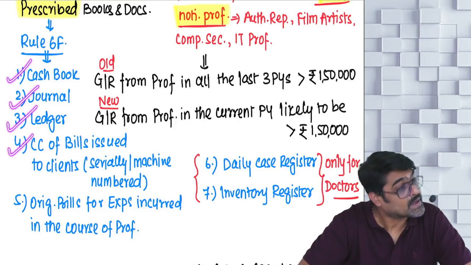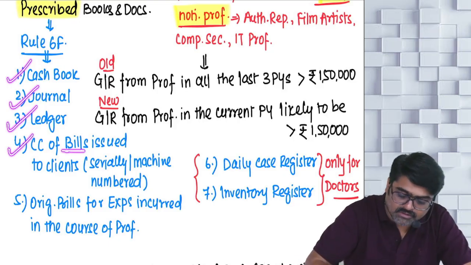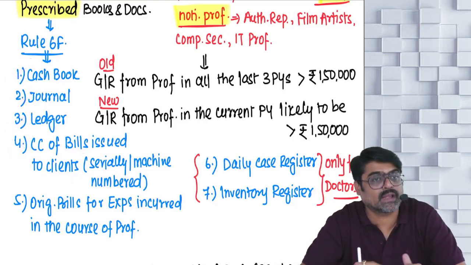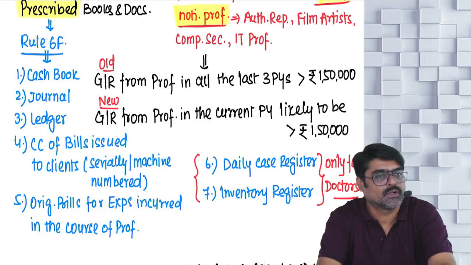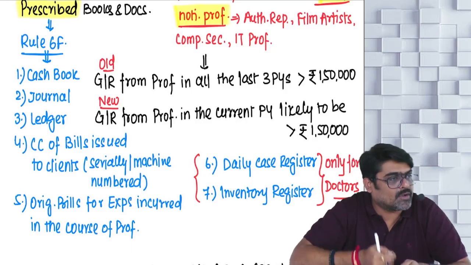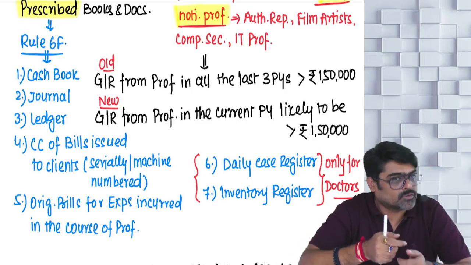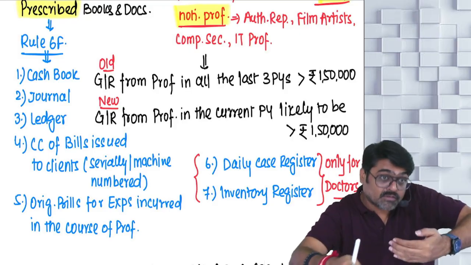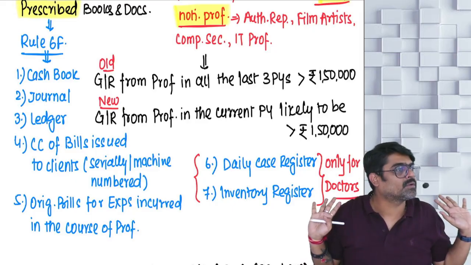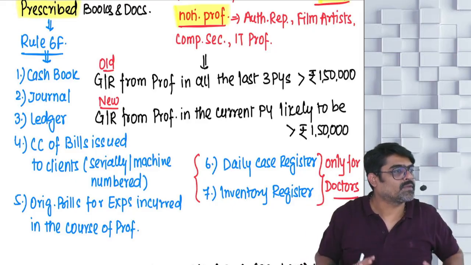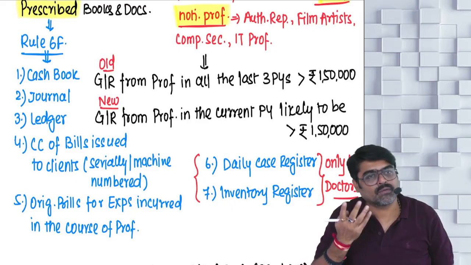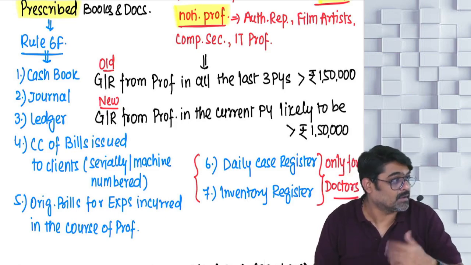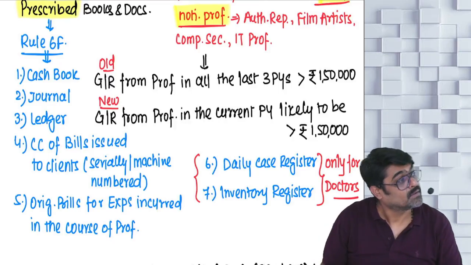CC means carbon copy of the bills which you have issued to your clients. So as a professional, you are giving your services to your clients. Whatever services you are giving to your client, you might be issuing the bills, no? So original bills you are issuing them, but the carbon copies of those bills, serially numbered, should be available with you, if the value of the services provided is more than 50 rupees.